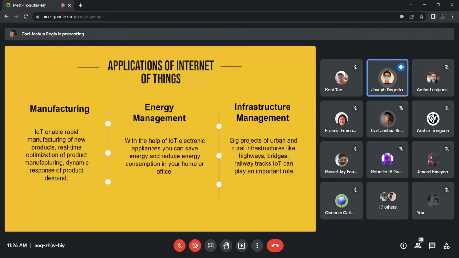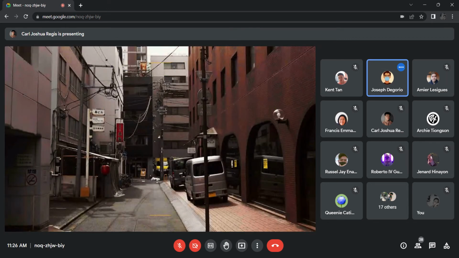Any of the participants would like to ask questions in particular in regards with the topic that they have presented? Any question? None, sir. None. So everybody just understand how IoT works.